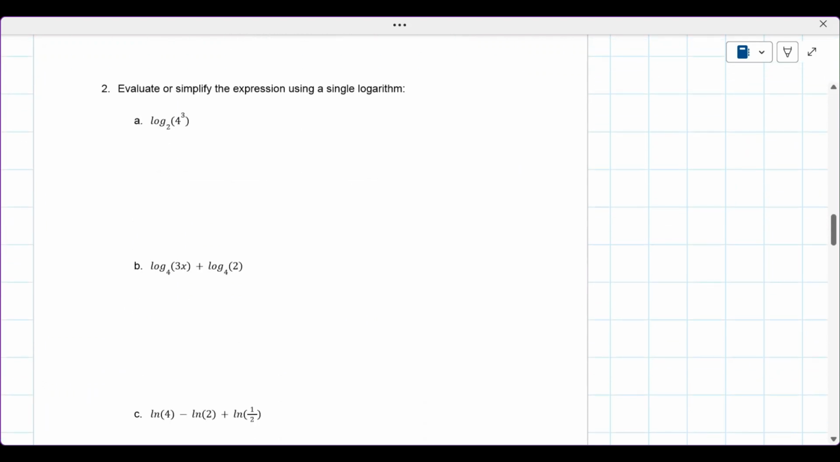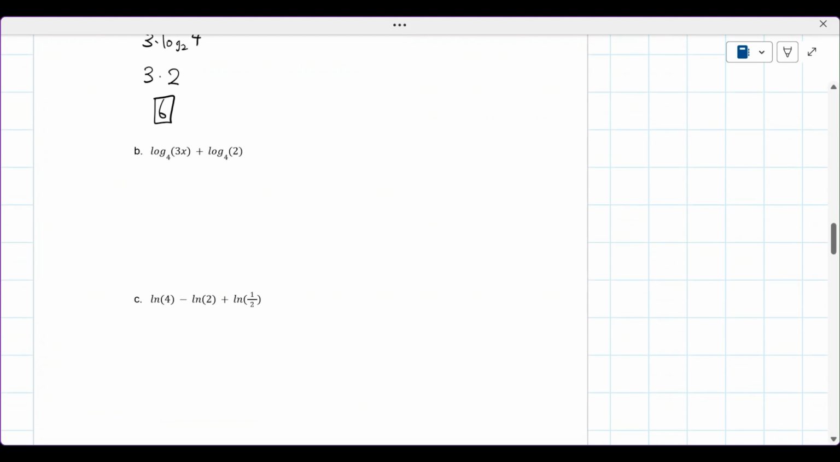Move on to the second question. Evaluate or simplify the expression using a single logarithm. The first one is pretty simple. We have a power inside the logarithm, so I think we can bring it down using the power law. So that's going to be 3 log base 2 of 4. And log base 2 of 4 is quite easy to compute. It's going to be 2, because 2 squared is 4. So the final answer is 6.